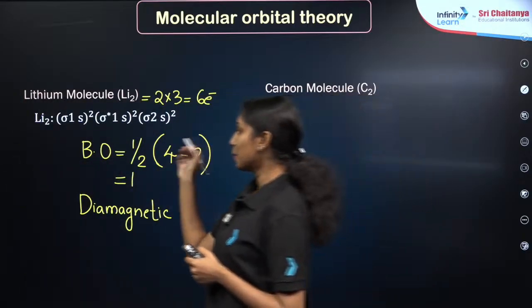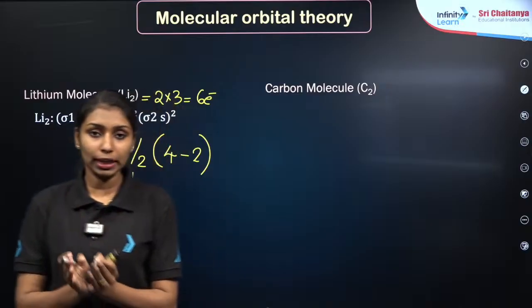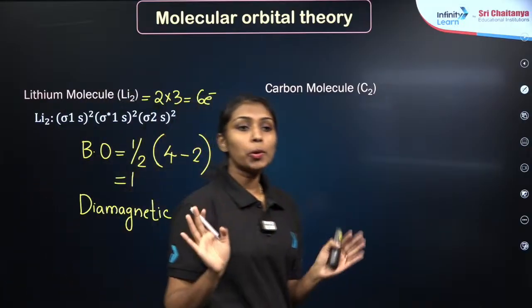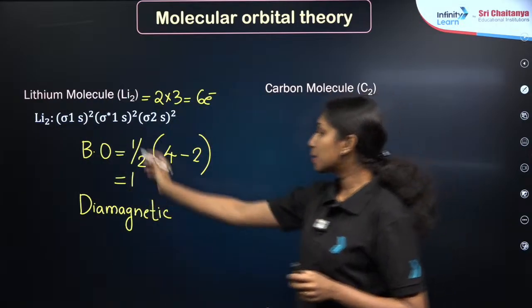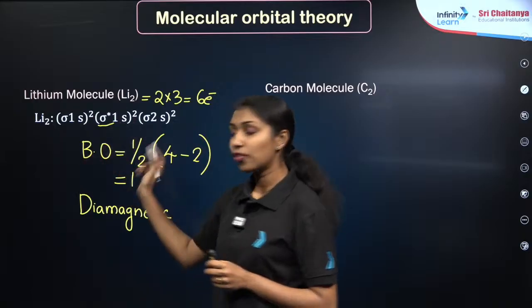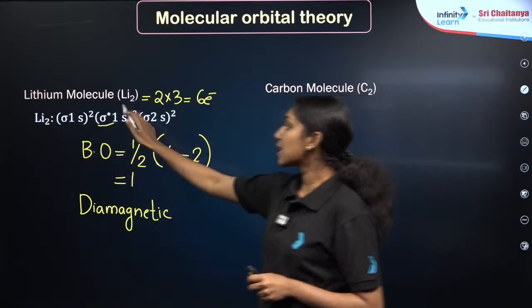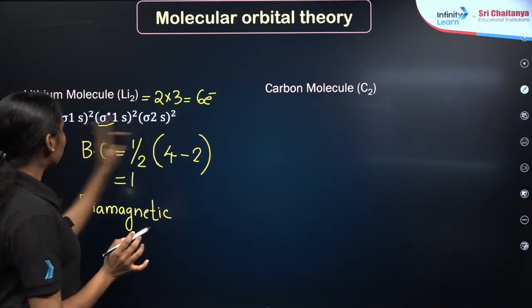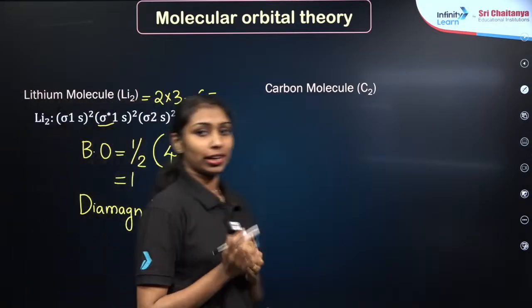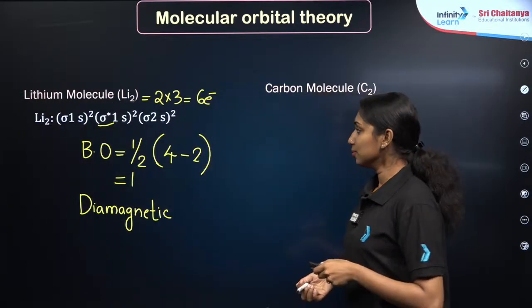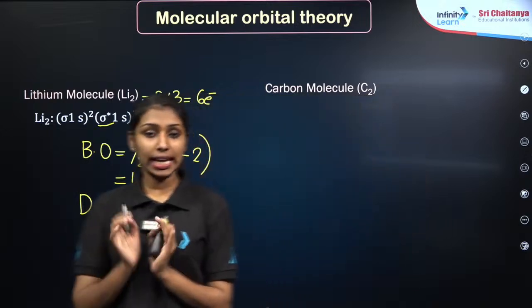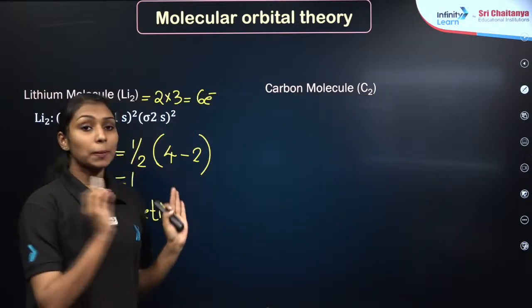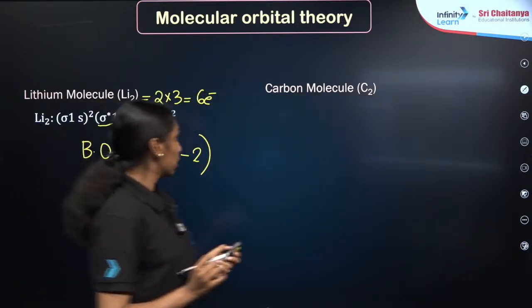Sigma star means it is the anti-bonding orbital of the 1s orbital formed by the axial overlapping, right? Sigma means the axial overlapping of the 1s orbital. Star represents the anti-bonding molecular orbital. Clear? Just go through the recorded session, then it will be more clear. Whenever you see a star on an orbital, it represents an anti-bonding molecular orbital.